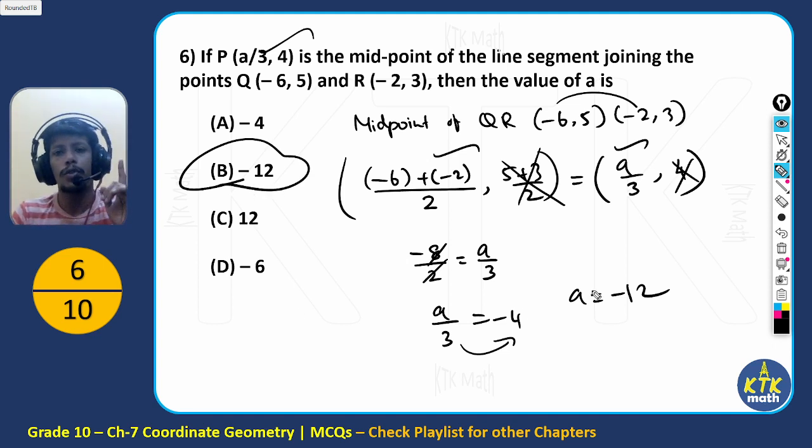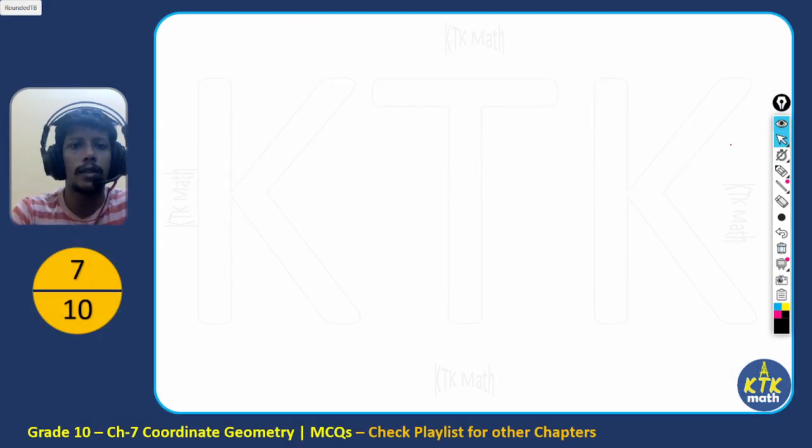So the very first question of today's session, we had a midpoint question. This is opposite. Midpoint is given. They are asking us to identify some missing value here. I hope you have done correctly, those who are trying before me. Okay, the next one, question number 7.